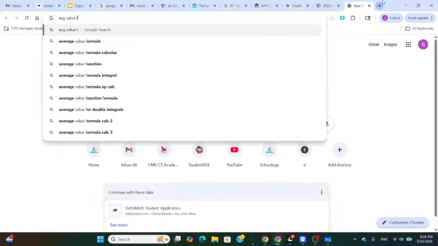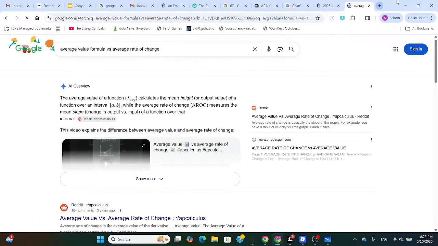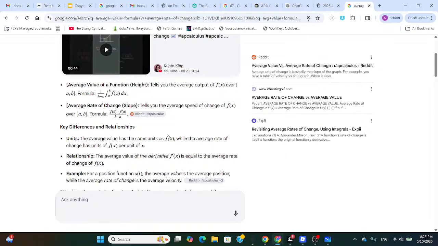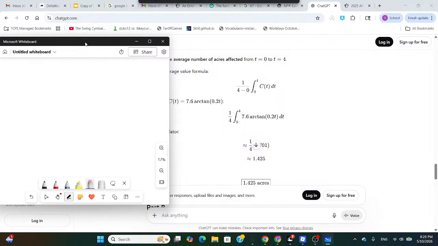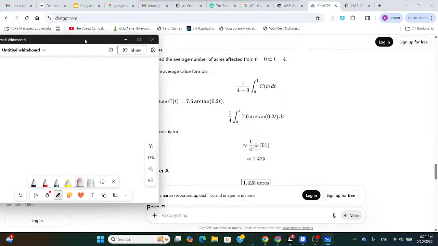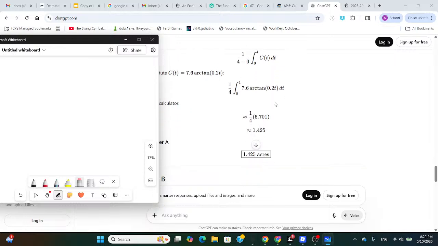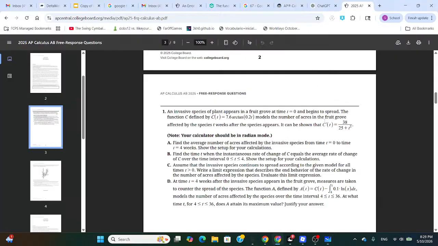The average value formula versus... Oh no. I just did the slope, bro. What was I trying to achieve, bro? So it's from t, so 1 to 4, and then, oh my God. And it's calculator allowed, so just put that in the calculator. 1.425. Oh my goodness. It's 1 over B minus A. The B is 4, and the A is 0. 1 over 4 times the integral.